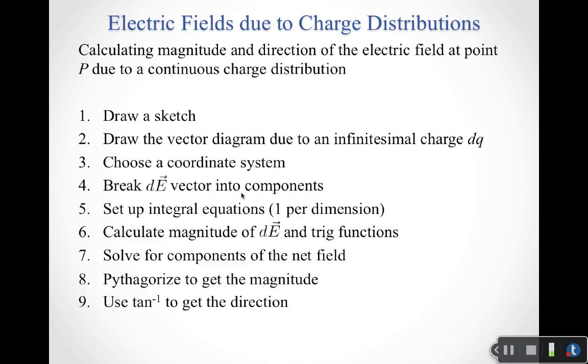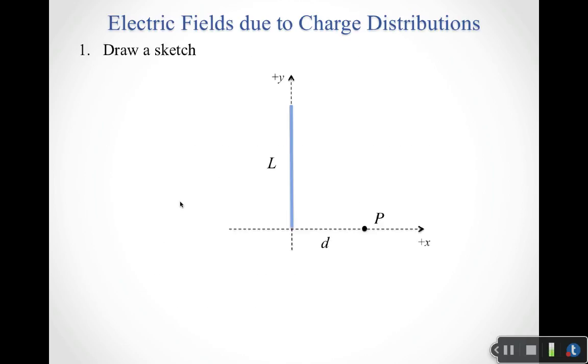If we need to, at that point, we can Pythagorize to get the magnitude, and we can use the inverse tangent to get the direction. So again, it's a very, very similar process. Really, all we're doing is focusing on a single charge element and its contribution to the electric field dE, and then we're going to break that up into components and integrate over our two equations.